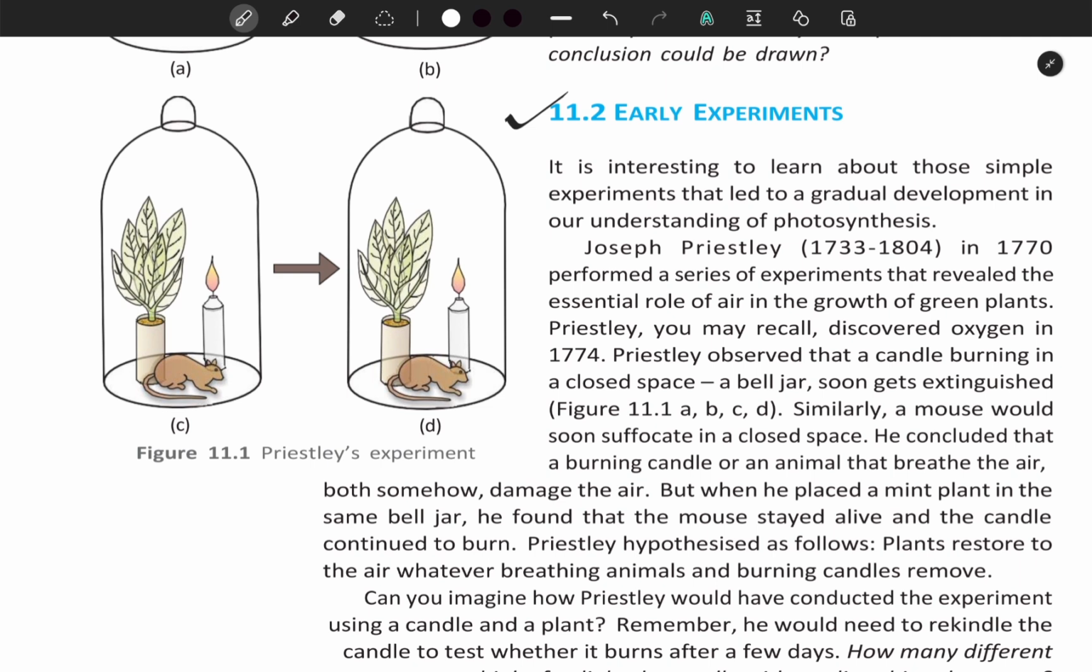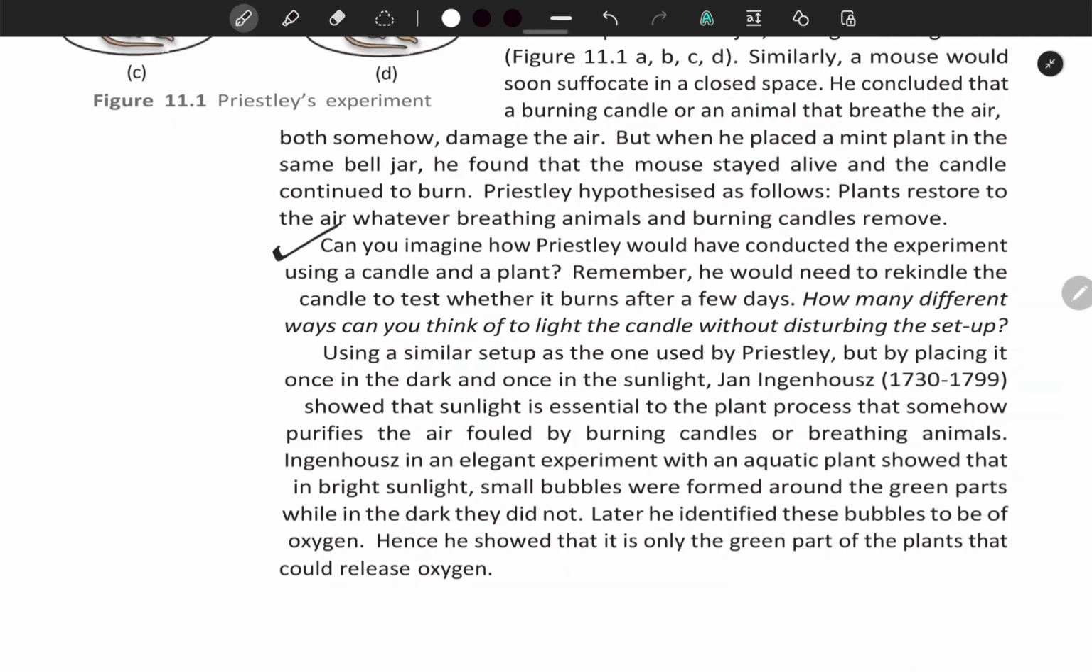He concluded that a burning candle or an animal that breathed the air both somehow damaged the air. But when he placed a mint plant in the same bell jar, he found that the mouse stayed alive and the candle continued to burn. Priestley hypothesized as follows: plants restored to the air whatever breathing animals and burning candles remove. Can you imagine how Priestley would have conducted the experiment using a candle and a plant? Remember, he would need to rekindle the candle to test whether it burns after a few days. How many different ways can you think to light the candle without disturbing the setup?